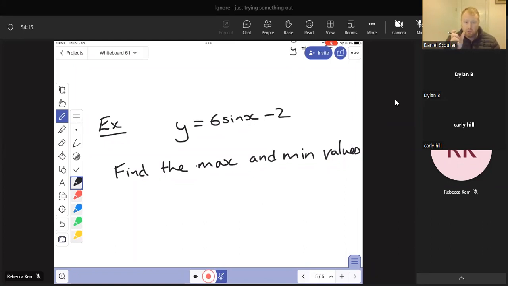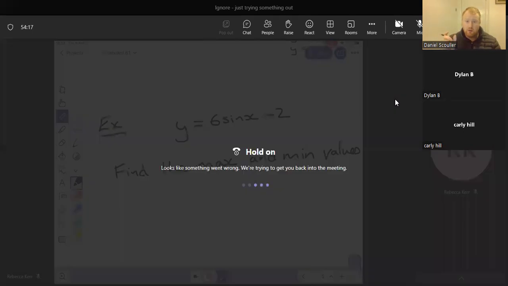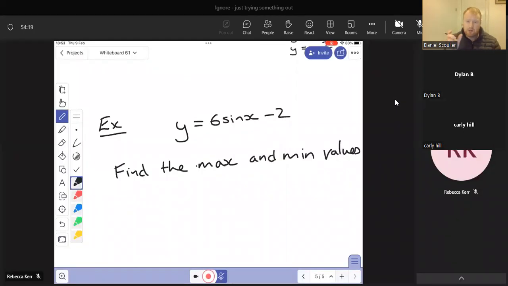So sketch out 6 sine x minus 2, and then prove your answer by putting in, instead of sine x, the number 1, and instead of sine x, the number -1. Okay, have a wee go at that, and I'll come back on at 7 o'clock. Okay, makes sense.